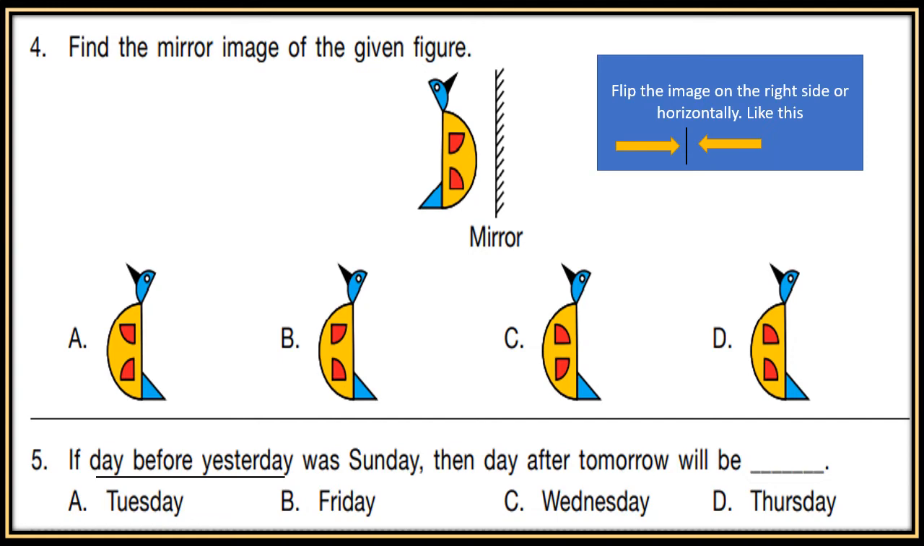Question number 5. If day before yesterday was Sunday, then day after tomorrow will be. Now day before yesterday is Sunday, so yesterday will be Monday and today is Tuesday and tomorrow will be Wednesday. Now you have to find day after tomorrow.